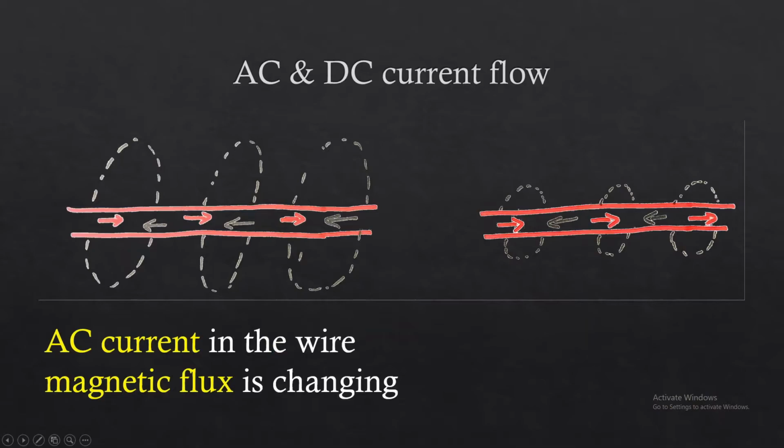But if we talk about AC current, when AC current is flowing through a wire, due to its directions, forward and then reverse, the magnetic field varies. So the magnetic flux is changing. As you can see, at this time the intensity of the magnetic field is a little bit higher than at this one.